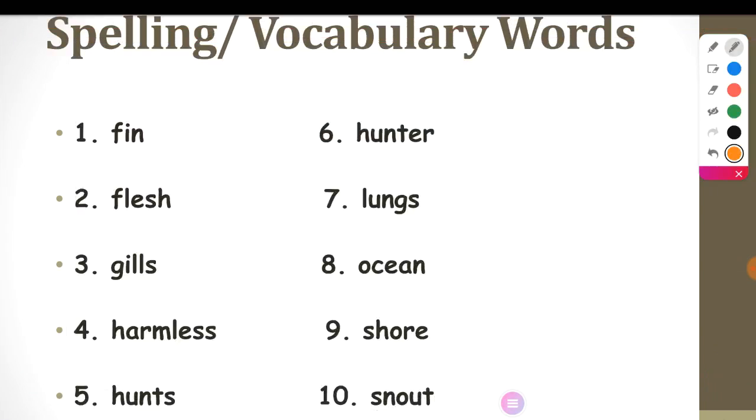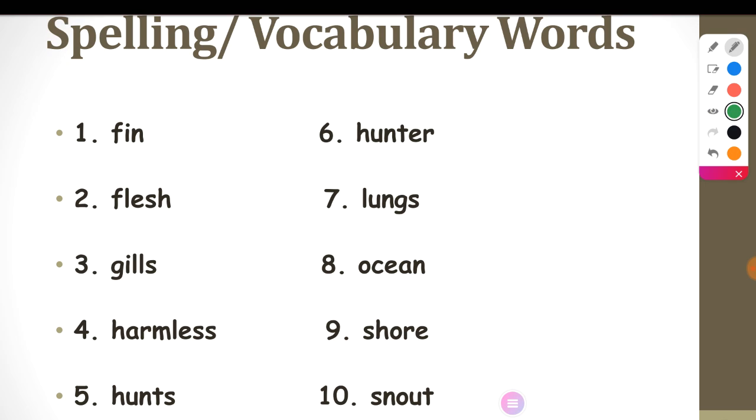We are going to learn new vocabulary words. Okay, it is from Unit 5. Let's read the following vocabulary or spelling words. And later on, I'm going to show you its picture and its definition. Okay, let's start reading it.